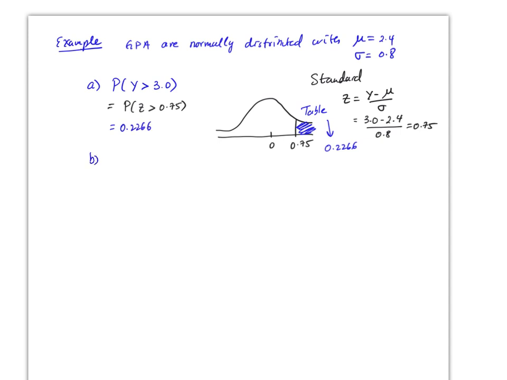Obviously, if the question was the probability that y is less than 3.0, once we have done part B, this is 1 minus the probability that y is greater than 3.0. So in this case, it will be 1 minus 0.2266, and that equals 0.7734.